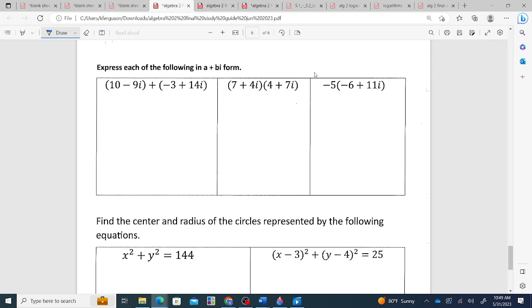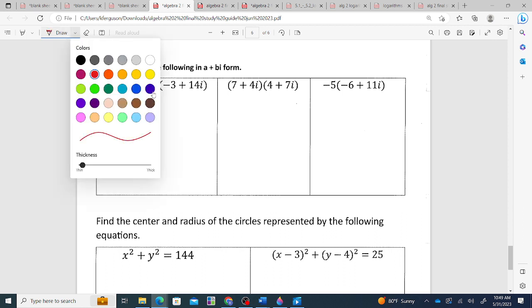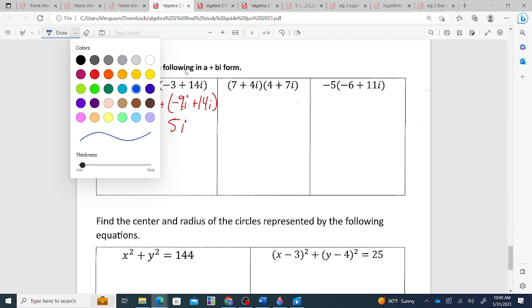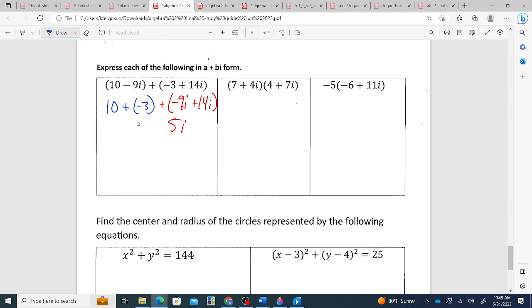We're talking about operations with complex numbers. So I got two complex numbers that I'm adding together. So I just add like terms. So I got the real number part, and then I've got the imaginary part. So negative 9i plus 14i is 5i. And then I've got 10 plus a negative 3, that's 7. And so that's my answer.